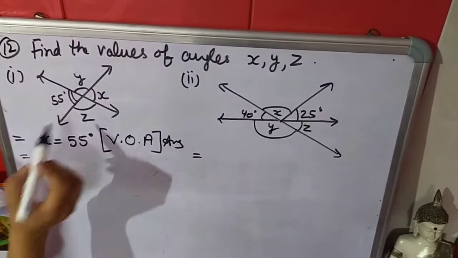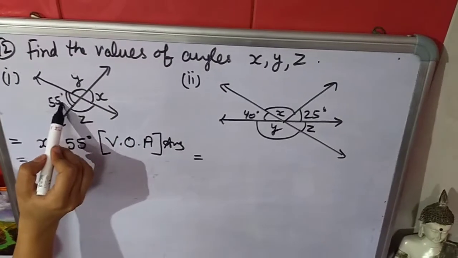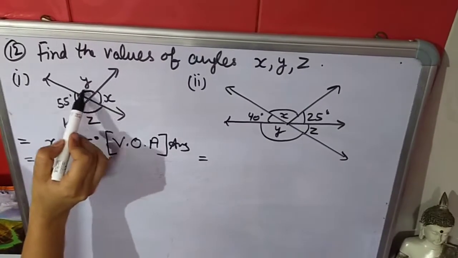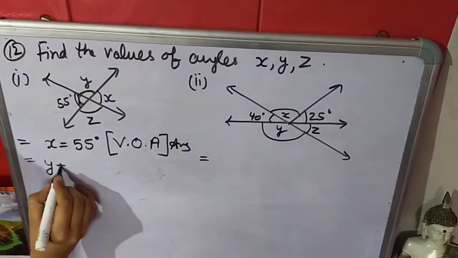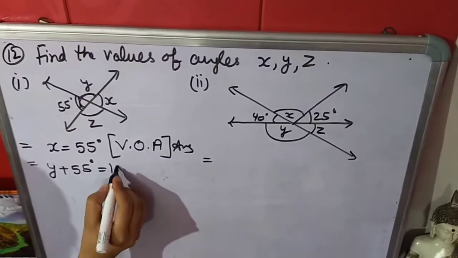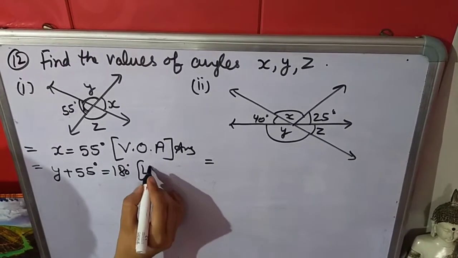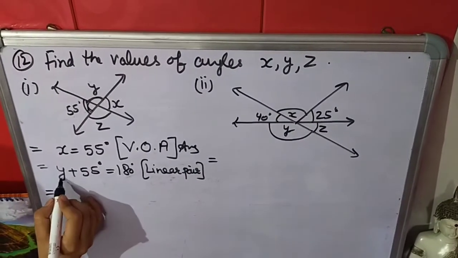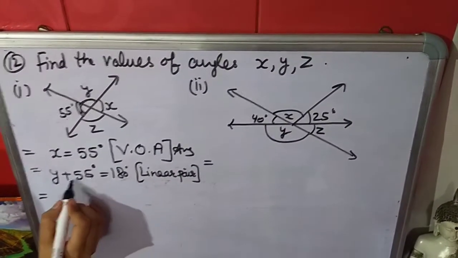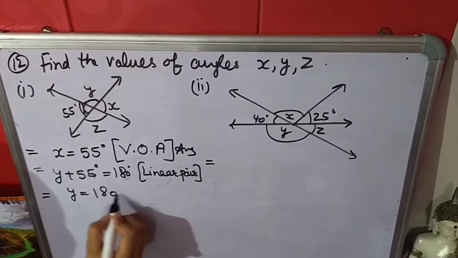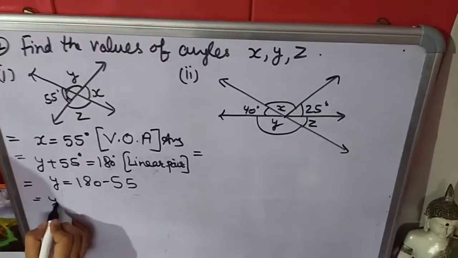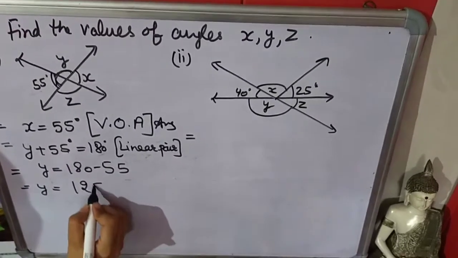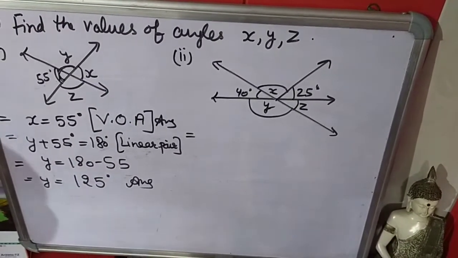Now we will take y and 55. Look here, 55 and y are making a linear pair. Y and 55, both angles are on a straight line. So y plus 55 degrees is equal to 180 degrees. You have to write the reason here: because they are making a linear pair. Now find the value. 55 is plus, when it goes to the other side it becomes minus. Now 180 minus 55, what will come? 125 degrees. The second answer is 125.